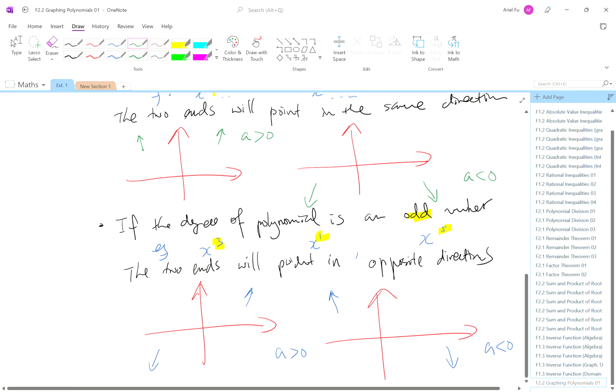And if the leading coefficient is 0, then that highest power is a 0. That means you don't have x to the power 3, you have x to the power 2, and so on. So we don't consider the leading coefficient being 0.